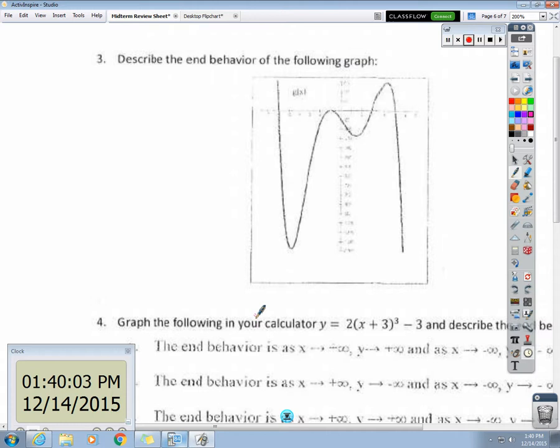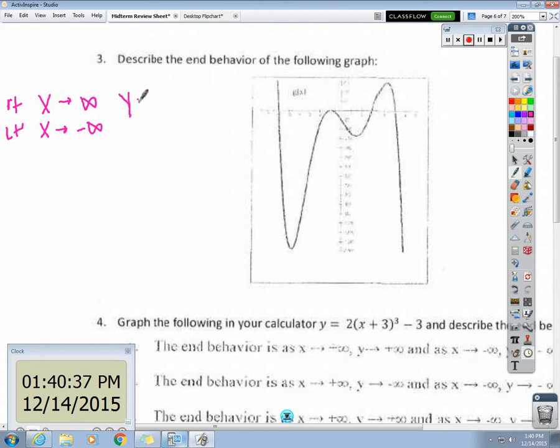Describe the end behavior of the following graph. Okay, for end behavior, they'll always give you this part. They'll always say x approaches infinity and x approaches negative infinity. Now, which way does the x-axis run? Which directions? Left and right. So if it says x approaches positive infinity, which direction is that? Right. If it says x approaches negative infinity, that means go to the left. So they'll always give you this. You just have to know that this one means right and this one means left.